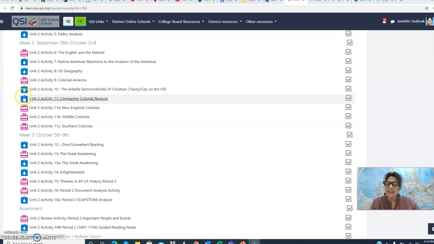regions. And this activity actually corresponds to 11A, B, and C. So in 11A, B, and C, I'm using some Khan Academy lectures for you to gather information for the New England, the Middle, and the Southern colonies, because ultimately what you should be able to do by the end of this week is draw comparisons on them.